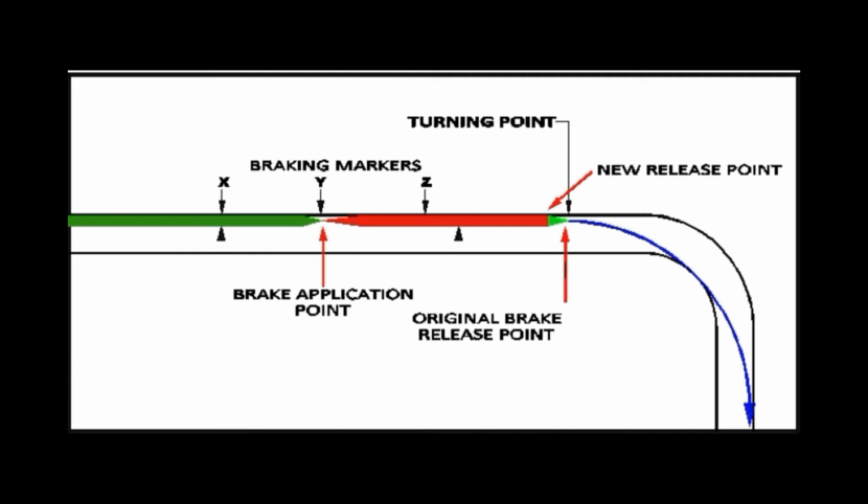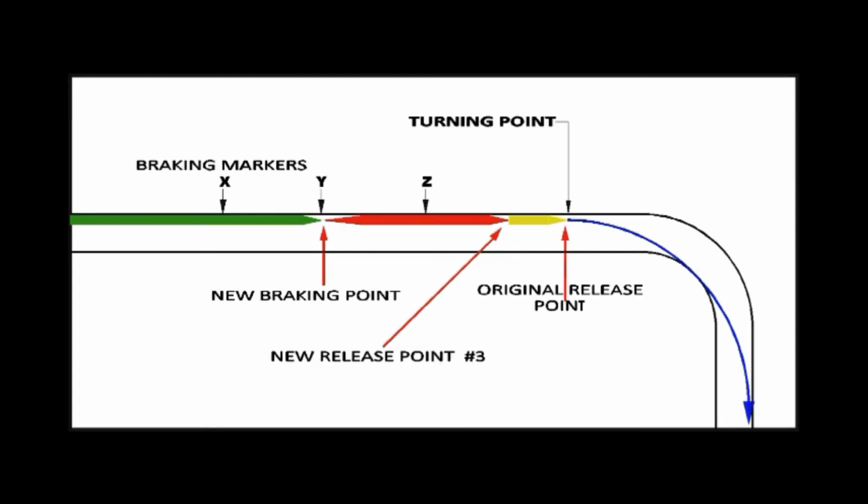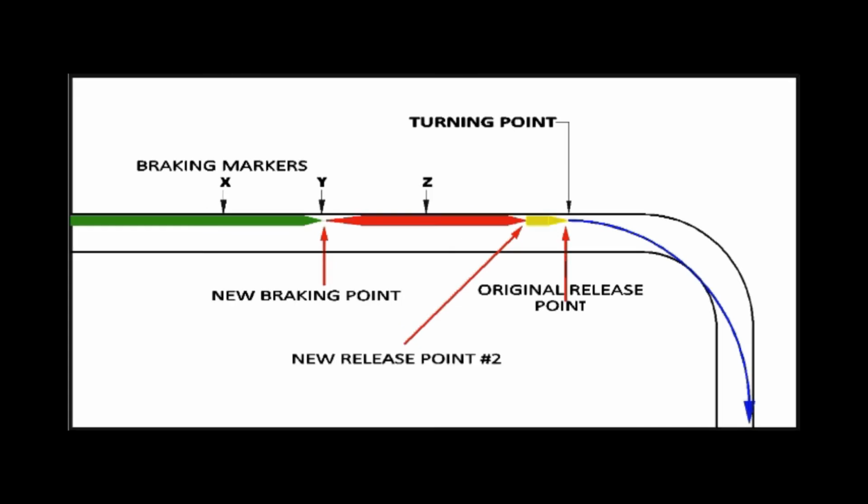On to the next step. Once you've accomplished the first step, then you may want to once again reevaluate your entry speed. If at this point you feel that you can improve your entry speed even more, well then repeat the process. On the next lap, release the brakes just a few feet sooner again. And then once that is accomplished, again you can reevaluate your entry speed. You can repeat this process as often as you need until you achieve your desired entry speed.